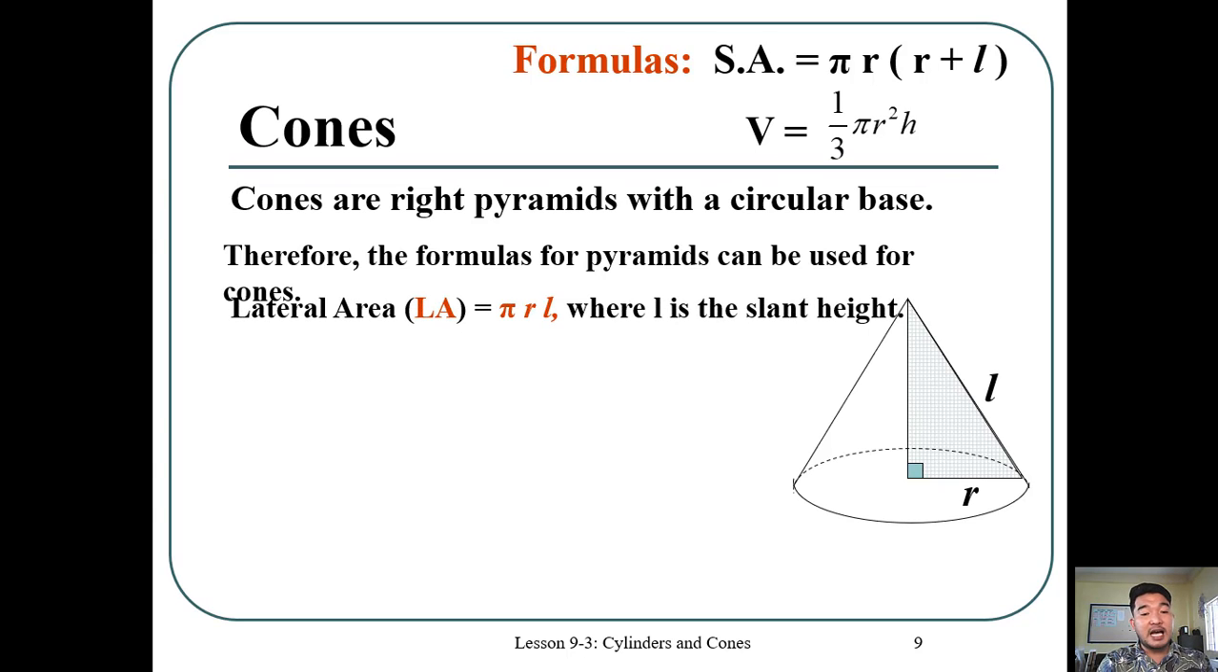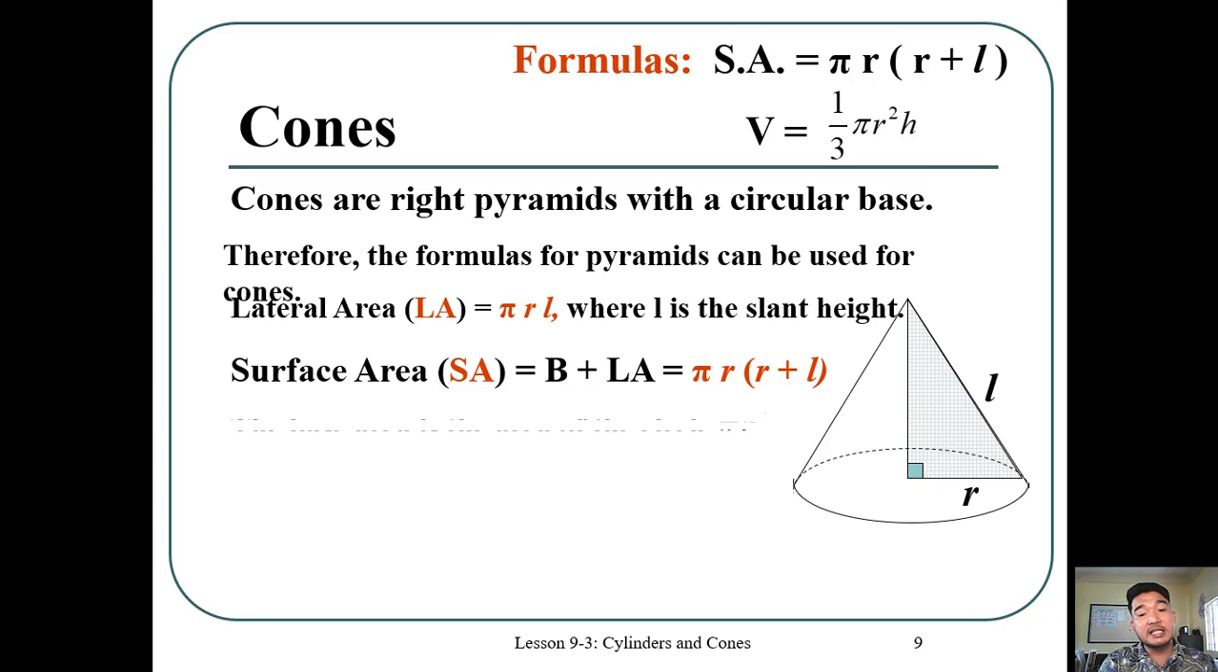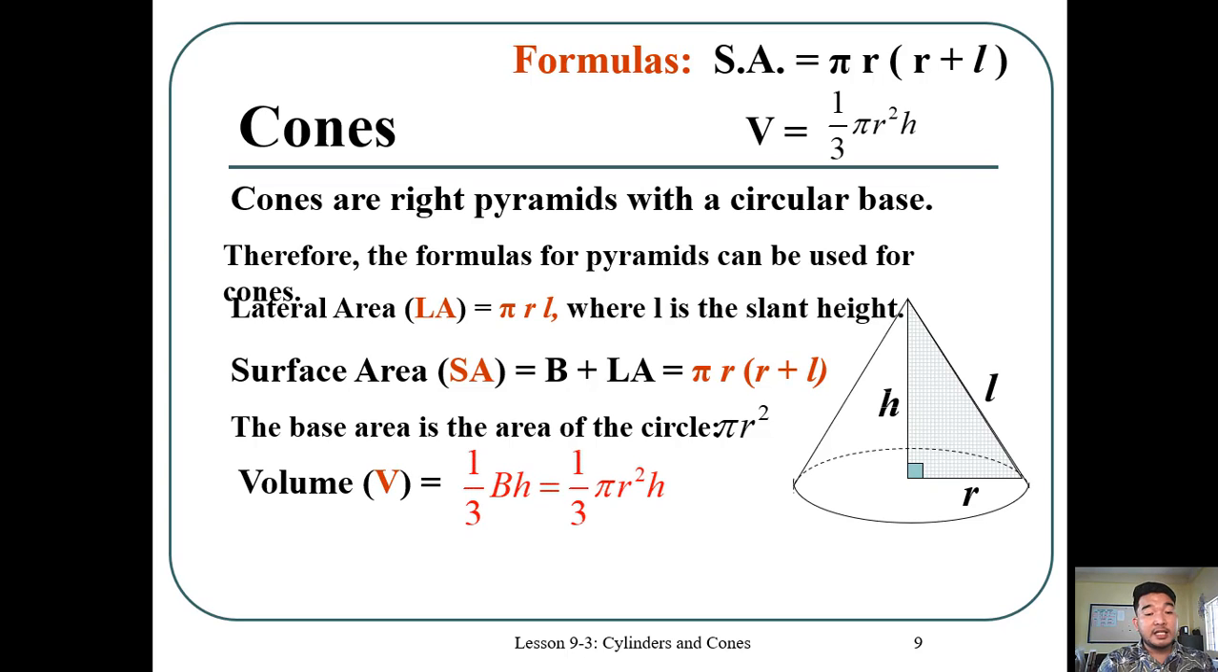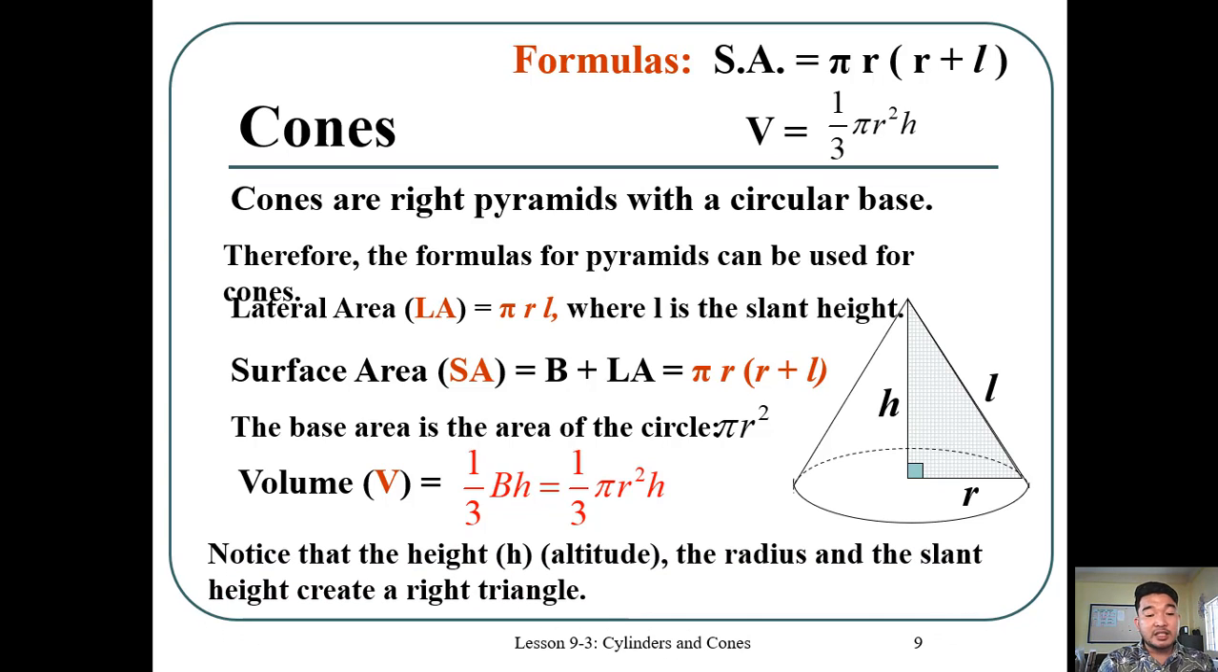For the lateral area, we have pi r L. R is the radius and L is the slant height. Surface area is the area of the base plus the lateral area, which is equal to pi r times the quantity r plus L. The base area is the area of the circle, pi r squared, of course. And for the volume, that is equal to 1/3 times the area of the base times the height, or 1/3 pi r squared h. Notice that the height or altitude, the radius, and the slant height create a right triangle, as you can see.